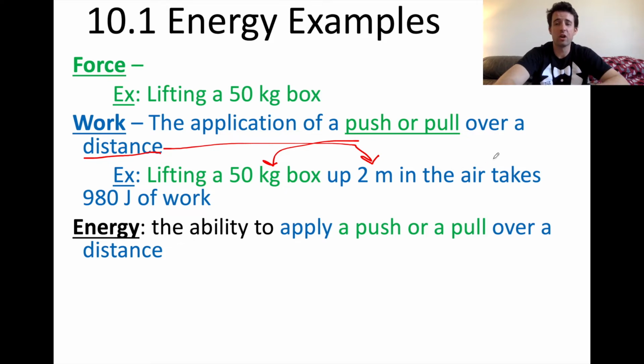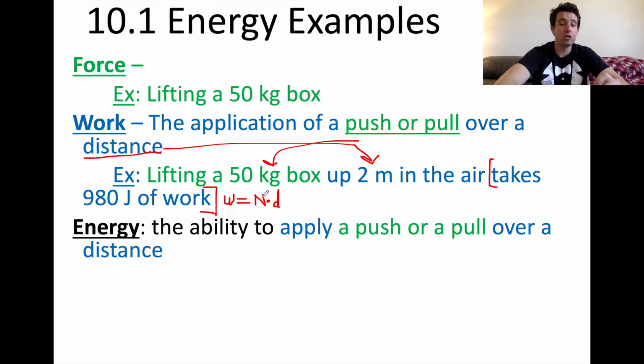And then you'll see at the end there, I wrote down takes 980 joules of work. You'll figure out later, I think actually tomorrow, we'll talk about how to calculate work and how we get that number, how we get that J, which stands for joules. So we'll talk later about all that and where that comes from.